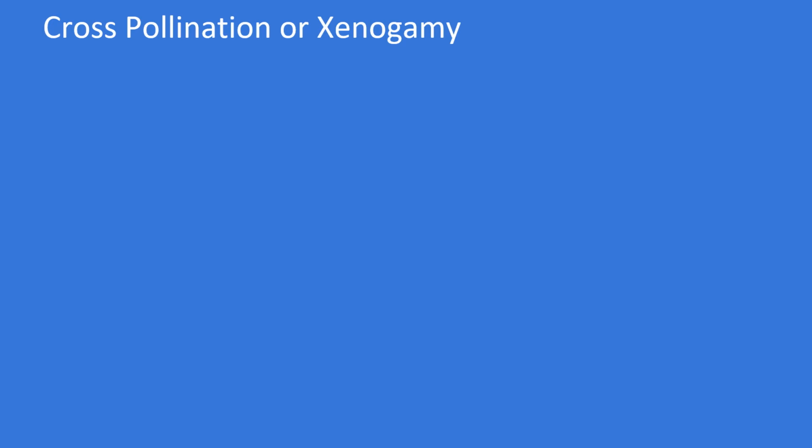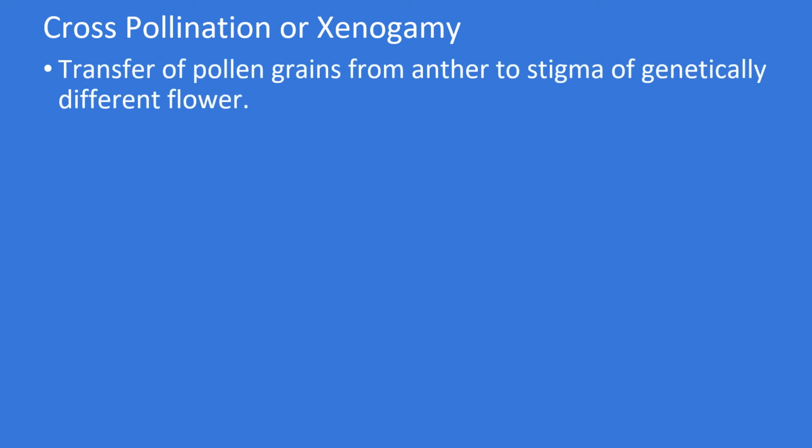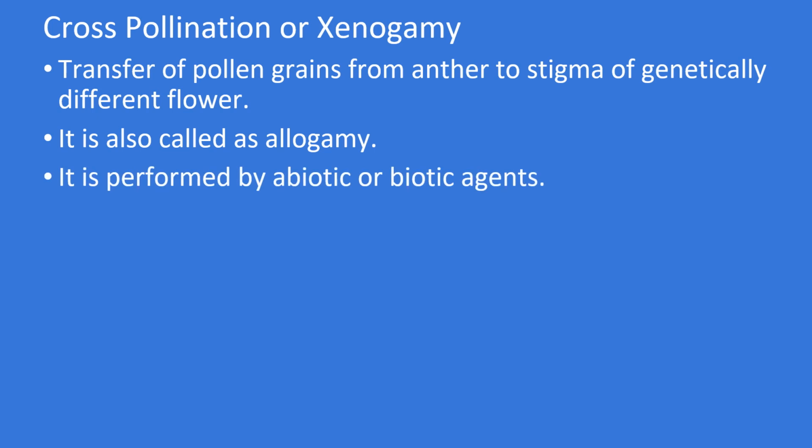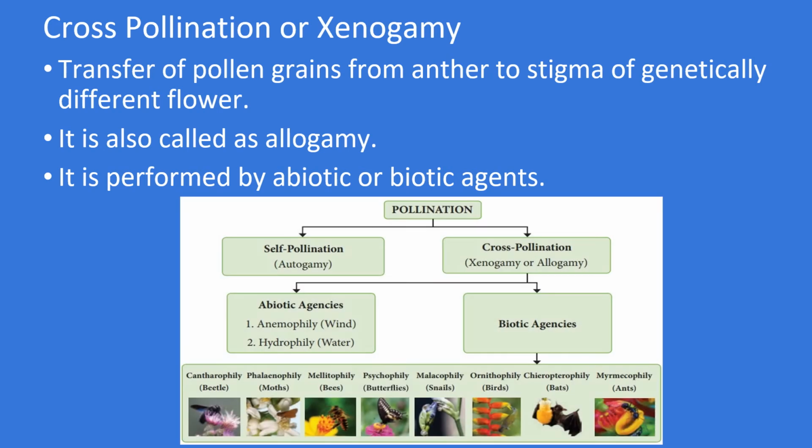Now we are going to discuss cross-pollination, also known as xenogamy. Here, the pollen grain is transferred from anther to stigma of genetically different flowers. It is also called allogamy. So cross-pollination, xenogamy, allogamy are all the same, and cross-pollination is performed by abiotic or biotic agents. Abiotic means non-living and biotic means living.